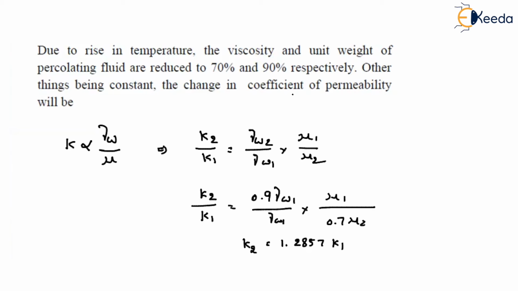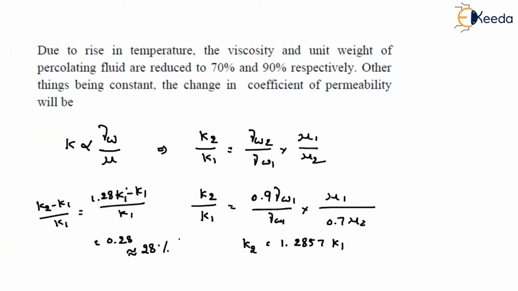And what they need is the change in permeability. So let us find it out percentage-wise. So what is the percentage? K2 minus K1 divided by K1. Let us say K2 is around 1.28 K1, so 1.28 K1 minus K1 divided by K1. That's it. How much percentage? It is nearly equal to 0.28. That means the change in permeability is around 28%.